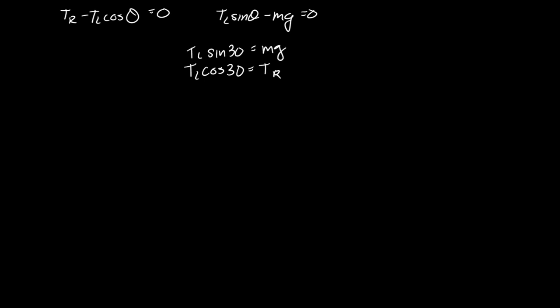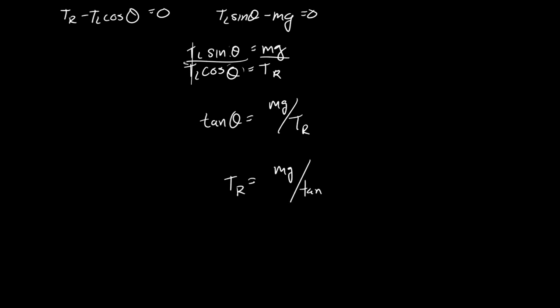I'm going to stack them like this because I can divide both sides, and that immediately gets rid of TL on the left side and gives me tangent. I'm not sure why I put 30 there. I guess because I'm still thinking of the last example. It should be theta. Tan theta equals mg over TR. You're supposed to solve this for TR, so TR equals mg over tan theta. This is the answer. This is TR in terms of the angle and the mass of the object.